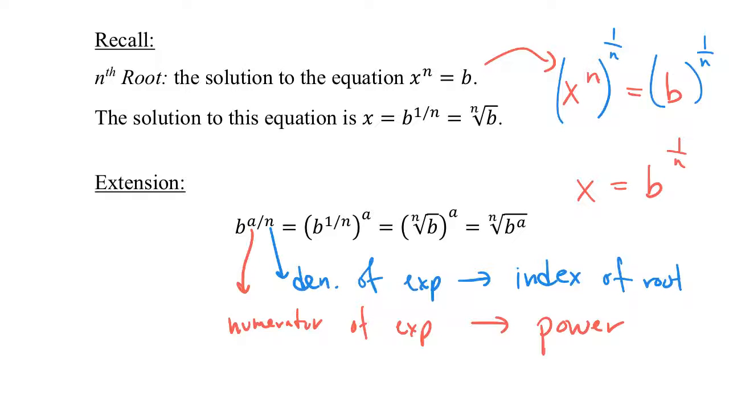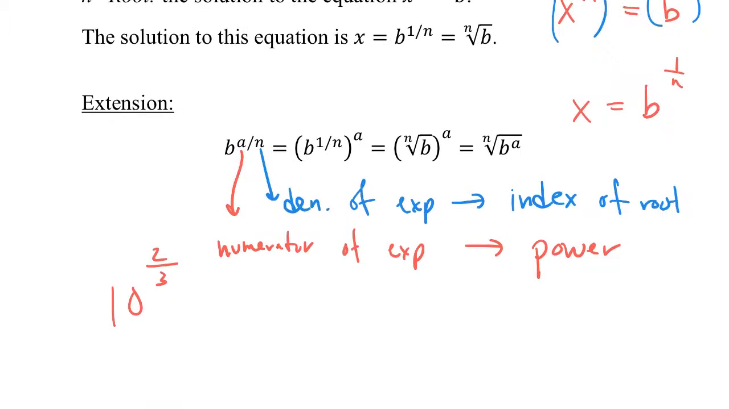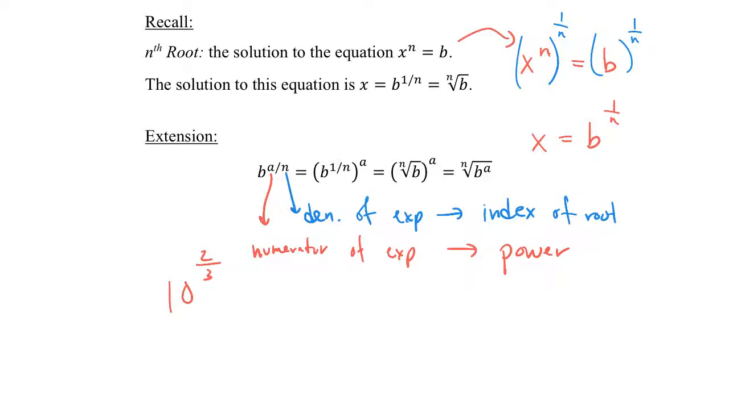So let's look at a quick example with a number such as 10 to the 2/3. If I want to rewrite this, this is really the third root of 10. That's the denominator, it becomes the index of the root, to the second power. Again, the denominator becomes the index, the numerator becomes the power.